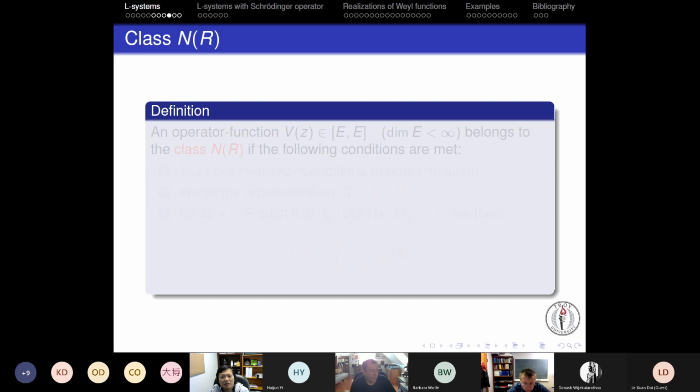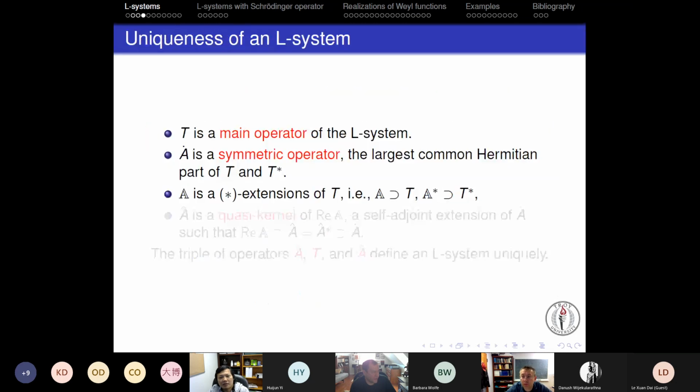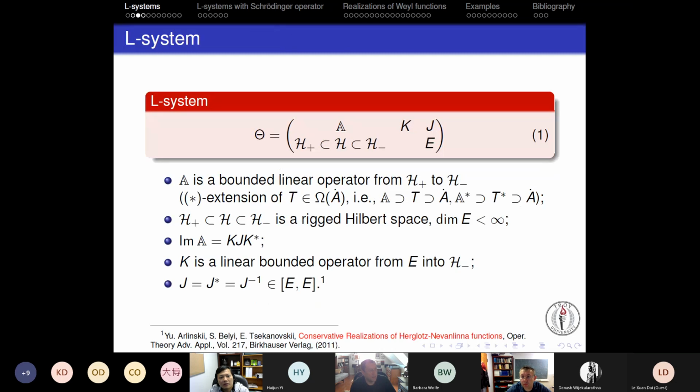You consider some symmetry J equal to J star. Yes, it's a general, that's what's called here the signature operator, operator J. It appears in the most general case of an L system.